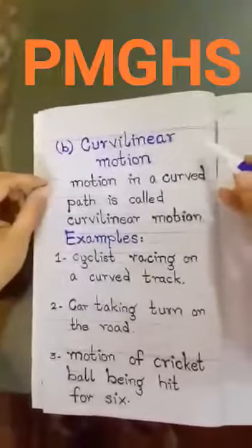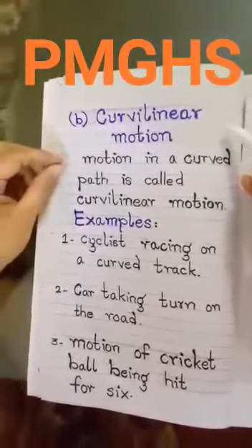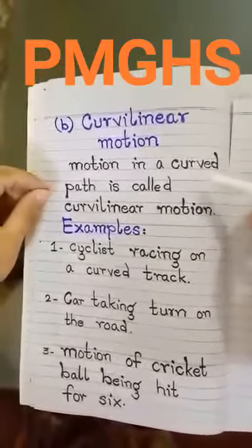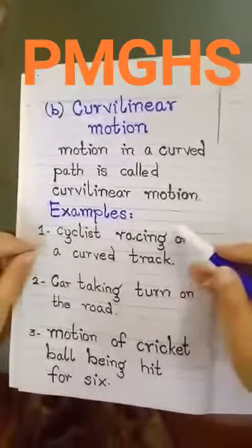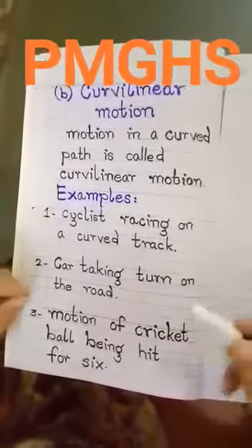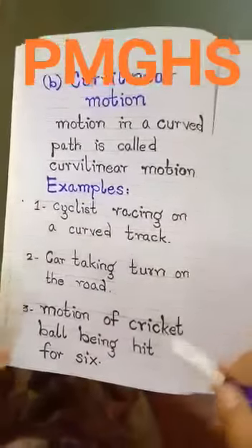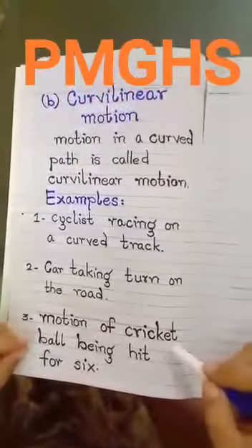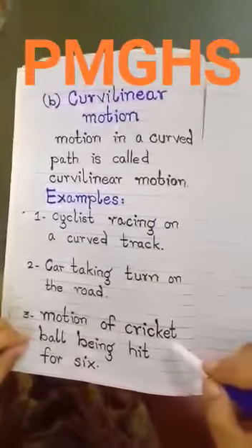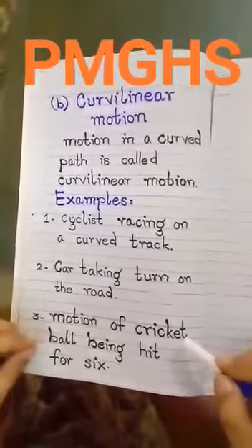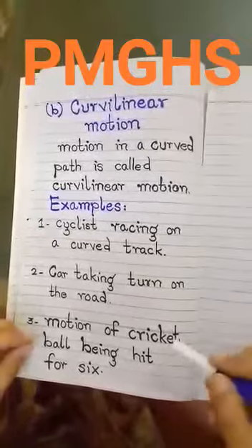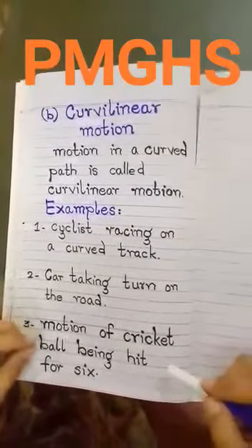Now the next type of translatory motion is the curvilinear motion. As its name indicates, that is the motion in a curved path. Few examples of curvilinear motion are cyclist racing on a curved track, car taking turn on the road, motion of the cricket ball being hit for a six. When a cricket ball is thrown by a bowler to the batsman and hit, the ball follows a curved path and thus performs the curvilinear motion there.